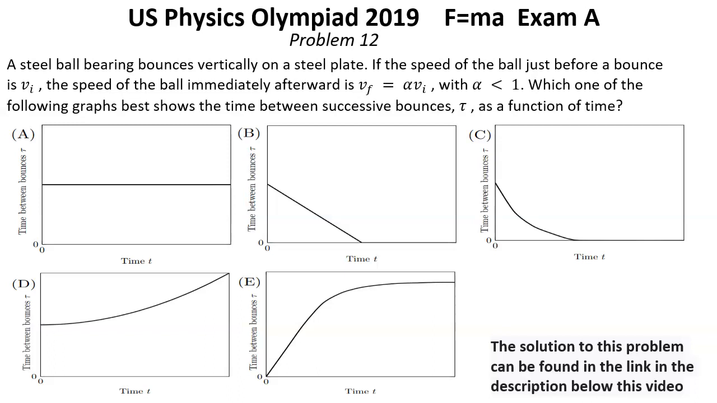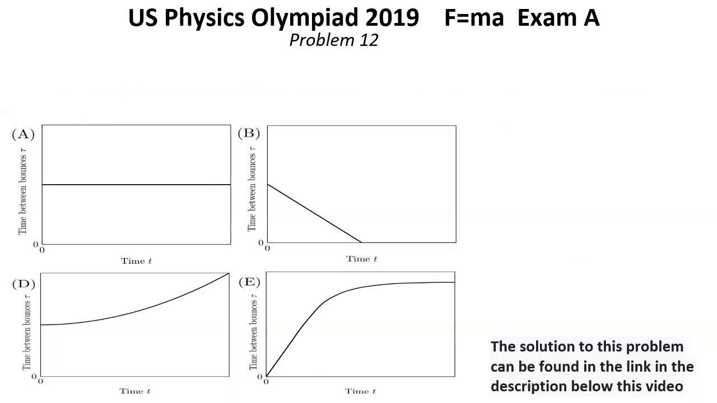Solution for problem number 12. If the speed right after a bounce is vi, the total time tau i will be 2vi over g. And we can express vi through the initial speed v0 multiplied by alpha to the power i. So it means that tau i equals tau 0 multiplied by alpha to the power i, where tau 0 equals 2v0 over g, where v0 is the initial speed.